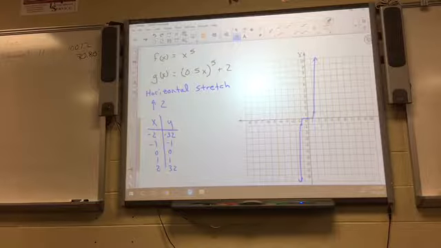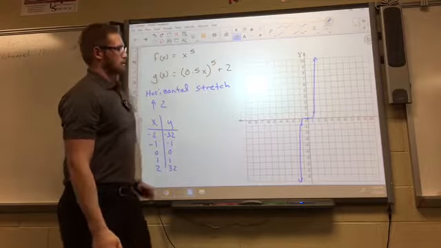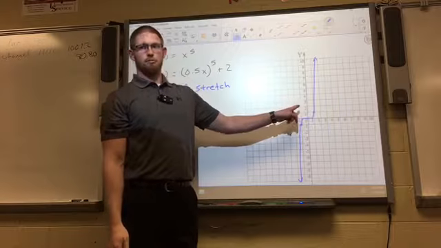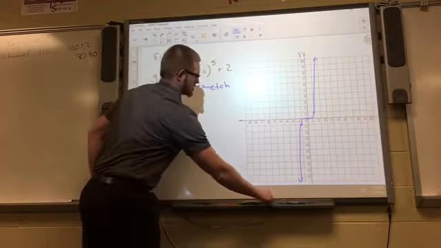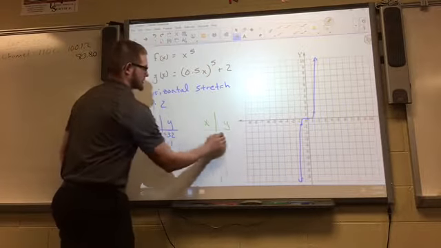Okay, so that's the first one. Now this, with our horizontal stretch in here, doesn't allow us to just grab these points and start moving them. So we are actually going to have to go back and make another XY chart and solve through this again.